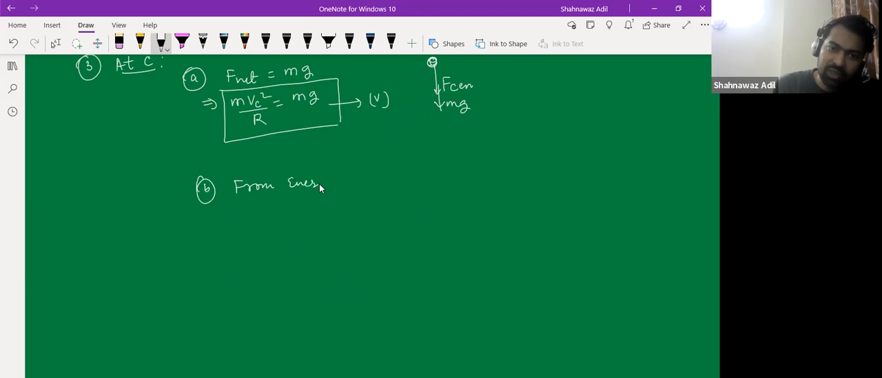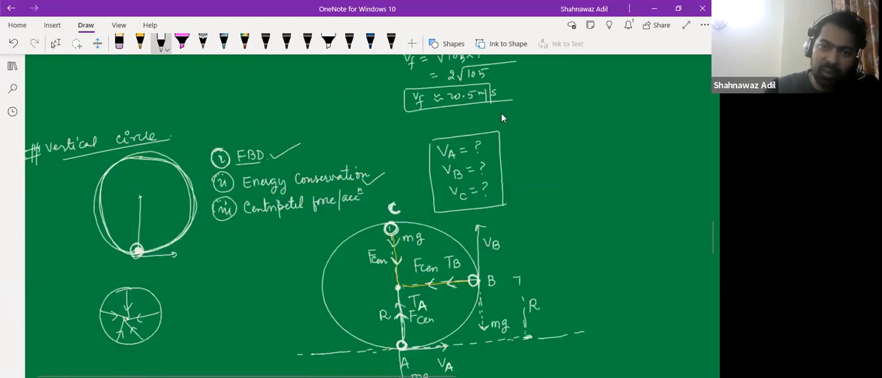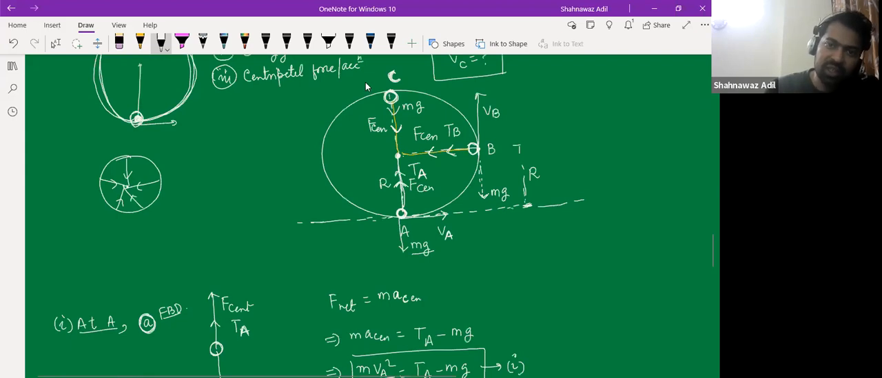from energy conservation, right? So from energy conservation, what can we write? We can write that at what position this thing is. What is the potential energy at this point that you guys can tell? What is the potential energy at C? Potential energy at C, how much is that?